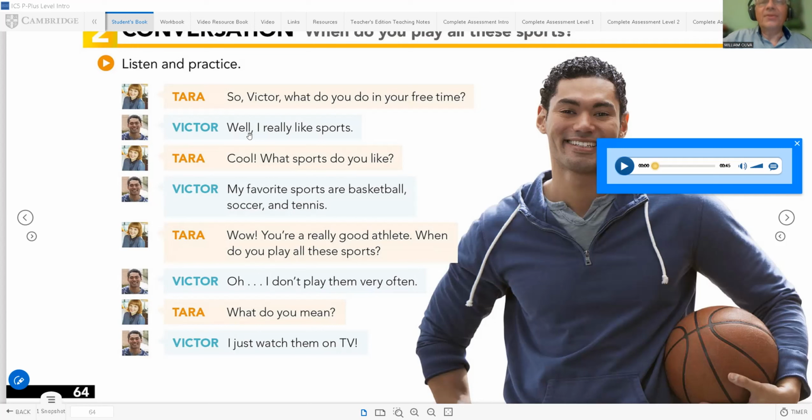Athlete, athlete, athlete. Con la lengua entre los dientes soplando hacia afuera. Athlete. No es una F, es athlete. You are a really good athlete.